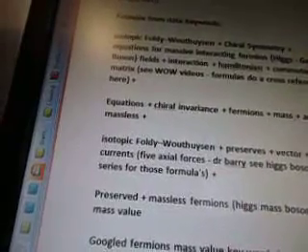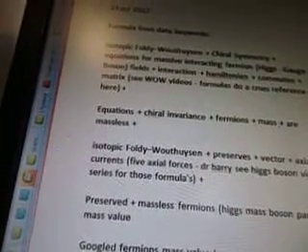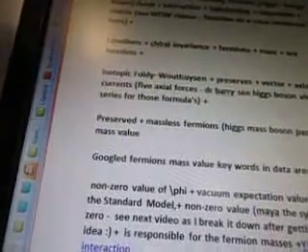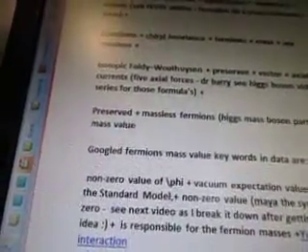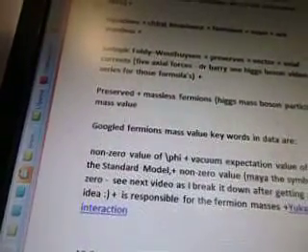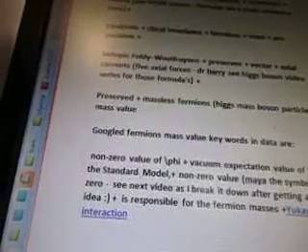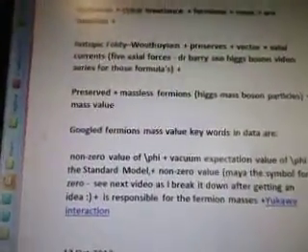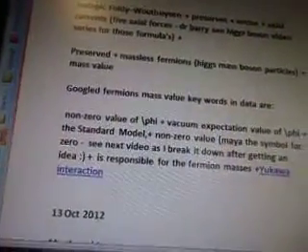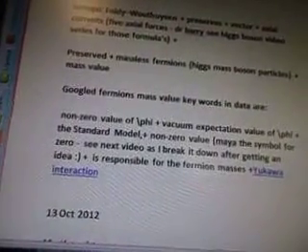Okay. So equations, Chiral invariance, fermions are massless. Isotopic Foldy Wouthuysen preserves vector axial currents, 5 axial forces. Dr. Barry, see Higgs boson video series for those formulas. Preserved massless fermions, Higgs mass boson particles mass value. So I googled the fermion mass value.